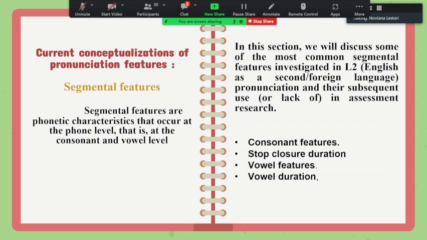Next, vowel features. Vowels are generally described by referring to two main acoustic characteristics, frequency and length. Second language pronunciation and assessment have identified both frequency and length as predictor variables regarding accent detection and variance in proficiency levels. Vowel formants and vowel space.